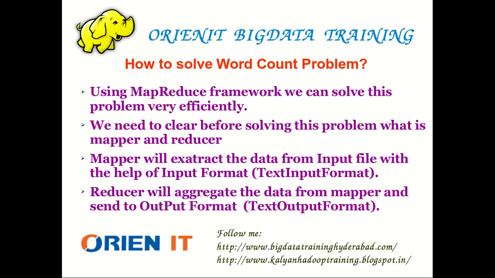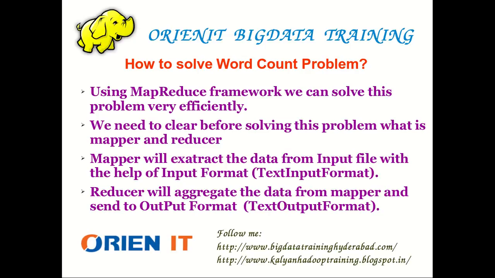And how exactly can we solve this problem? Whenever you want to solve this problem using MapReduce, you should be clear on 2 concepts in MapReduce. One is the mapper, the other is the reducer. But what is a mapper and what is a reducer? The mapper will simply extract the data from your input file with the help of a concept called input format. Here you need to understand that the default input format is text input format.